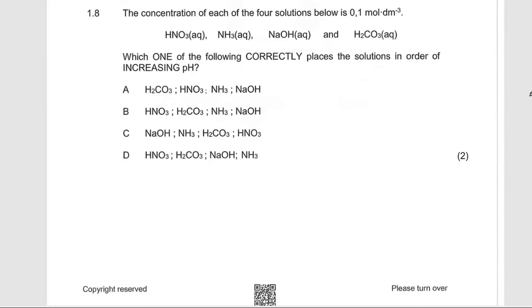Moving on to 1.8, we're given the concentration of each of the four solutions below is 0.1 mole per dm cube. Then this is HNO3, then NH3, then we're having sodium hydroxide and H2CO3 like that. Then which one of the following correctly places the solution in order of increasing pH, right? So we need to look at the increasing in pH, right? So it means now if we're increasing pH, it means the solution is becoming more and more basic like that, right?